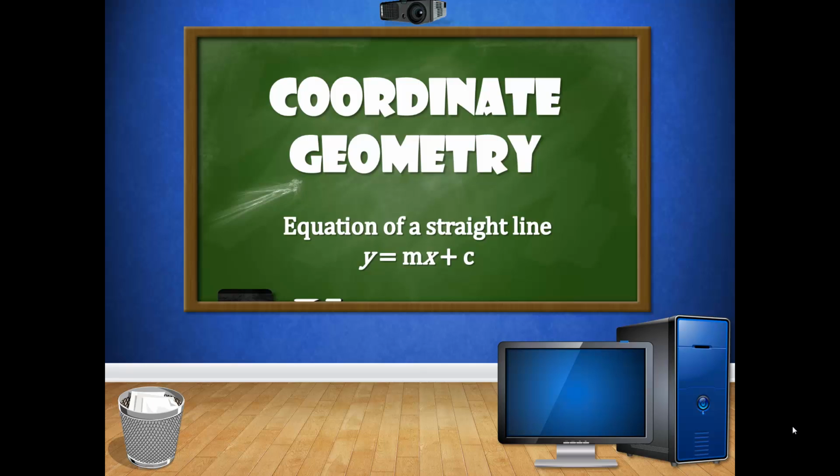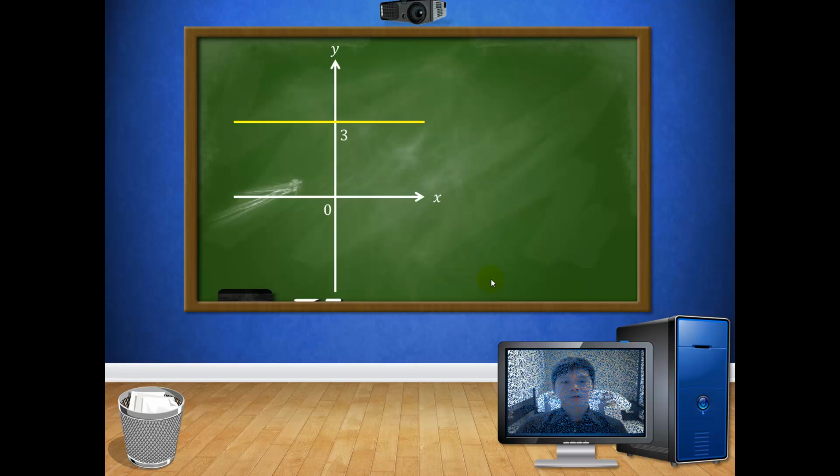Today we shall learn how to form the equation of a straight line, which is y equals to mx plus c. This equation of a straight line is also called the gradient-intercept form. First, let's recap. What is the equation of this horizontal line here?